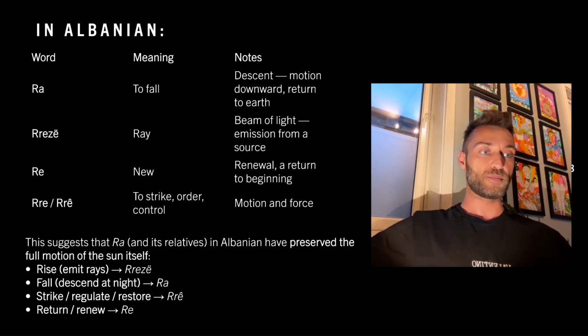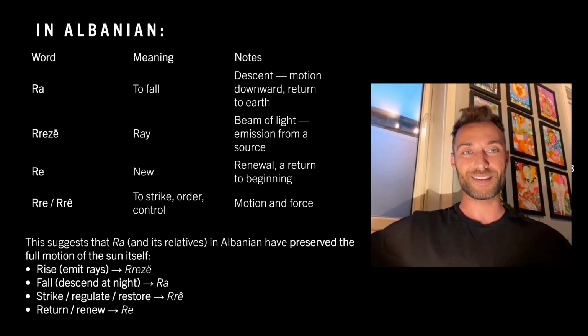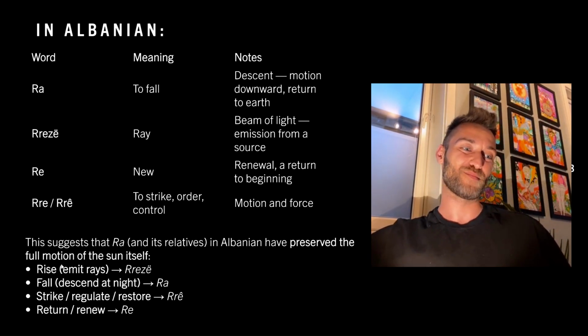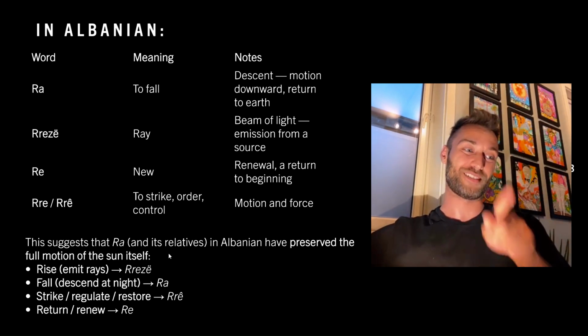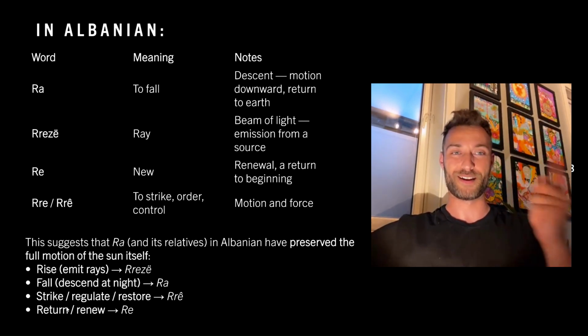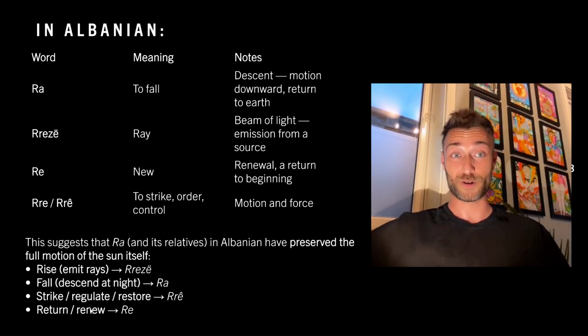And then just a little bit more explanation. You can just pause it whenever you want. I'm just showing you. And then this motion gives us a full motion here of the sun itself to rise, to fall, to strike, and to return, but also to regulate and restore, right? So we have a lot here, right? But this is the whole motion of the sun explained in words.